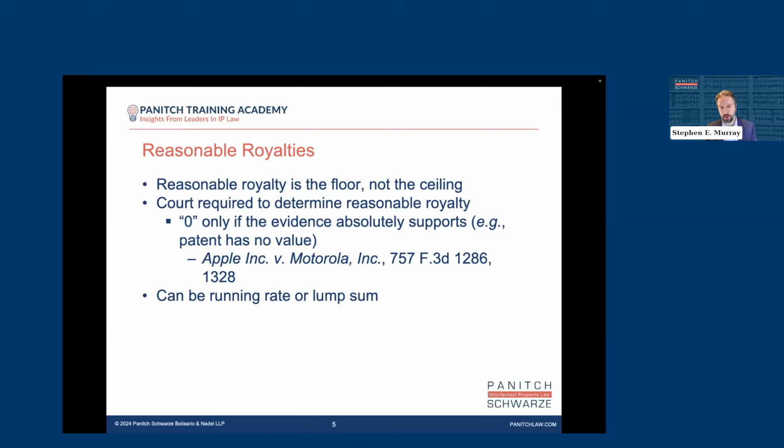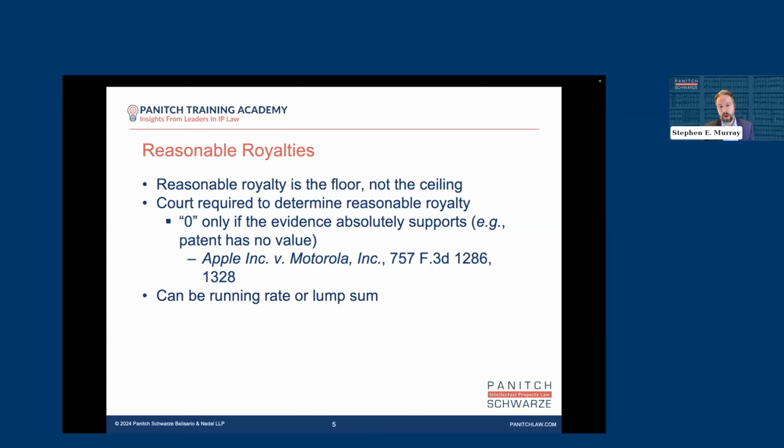And when we get to the Georgia Pacific factors, you'll see how hard it might be to have nothing in the record whatsoever. Now, I do note that this is different from lost profits, which John is going to talk about later. As a patent owner, if you go for lost profits and fail, the court can then say, okay, no lost profits for you. It's different for reasonable royalties.